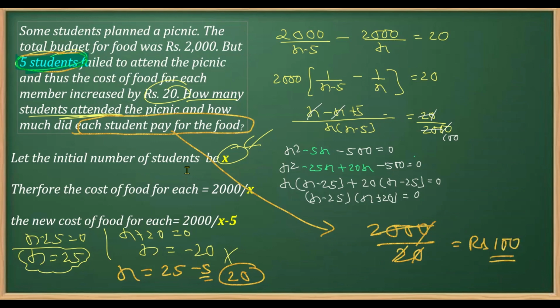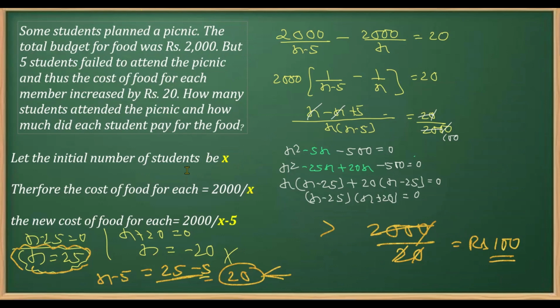So one more time, we had to get how many actually attended. As you know, there were 5 short, so it's x minus 5, that is 25 minus 5, which is 20. So I should better write down the number of students that attended. It should be clear that 20 students attended, and each student had to pay rupees 100. So that should be the answer in this case.